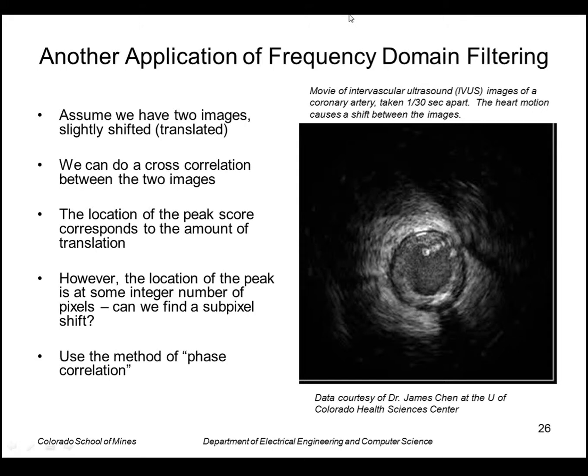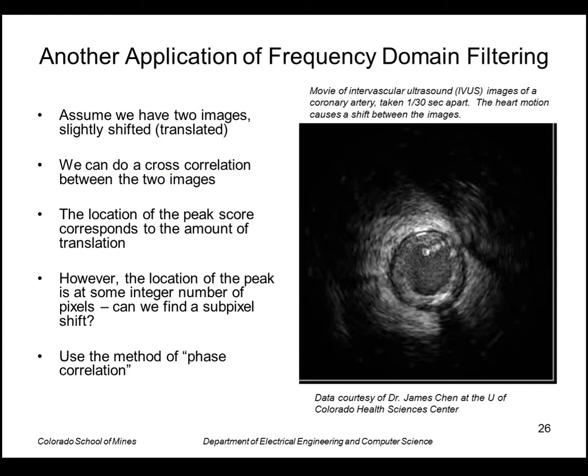Another example of frequency domain filter is shown here. I'm going to show that frequency domain filtering allows us to estimate subpixel shifts of images accurately. So assume we have two images, one is translated or shifted with respect to another. Of course, we can find out that shift by doing a cross correlation.